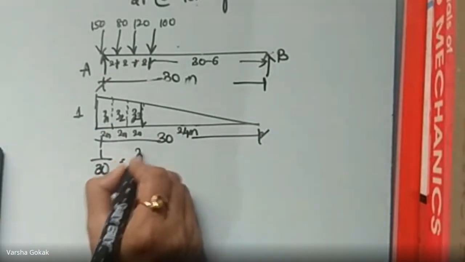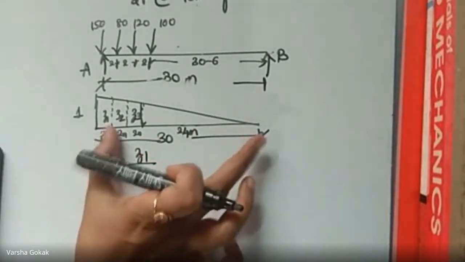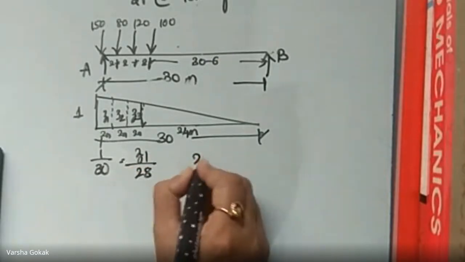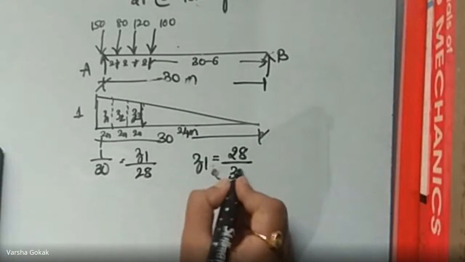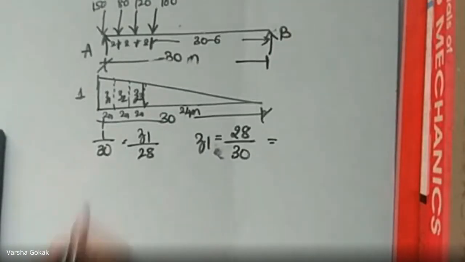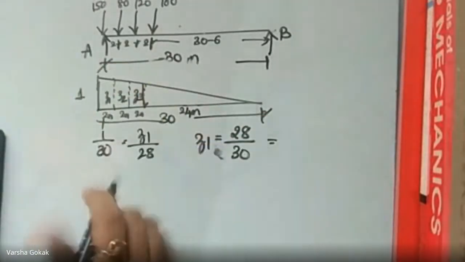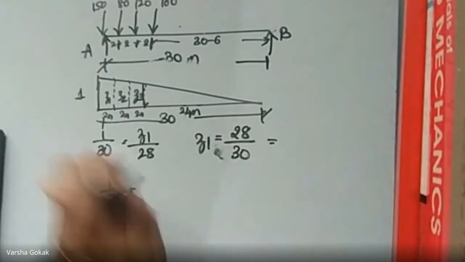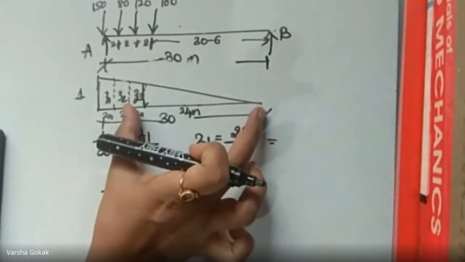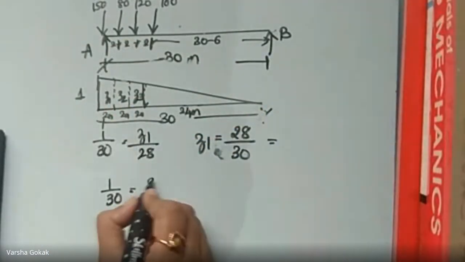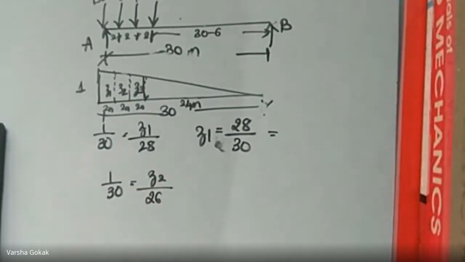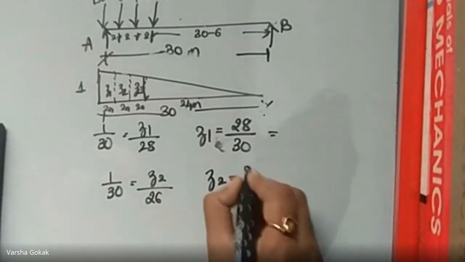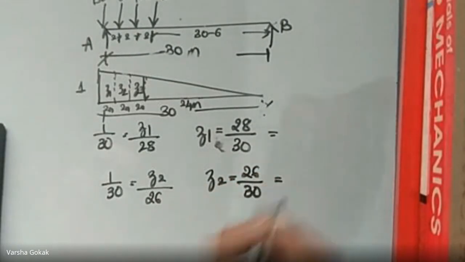So Z1 divided by 30 minus 2 is going to be 28, so Z1 is going to be 28 by 30. Similarly, 1 divided by 30 is equal to Z2 divided by this distance, which is 30 minus 4. So Z2 divided by 30 minus 4 is 26. So what is the value of Z2? It is 26 divided by 30.